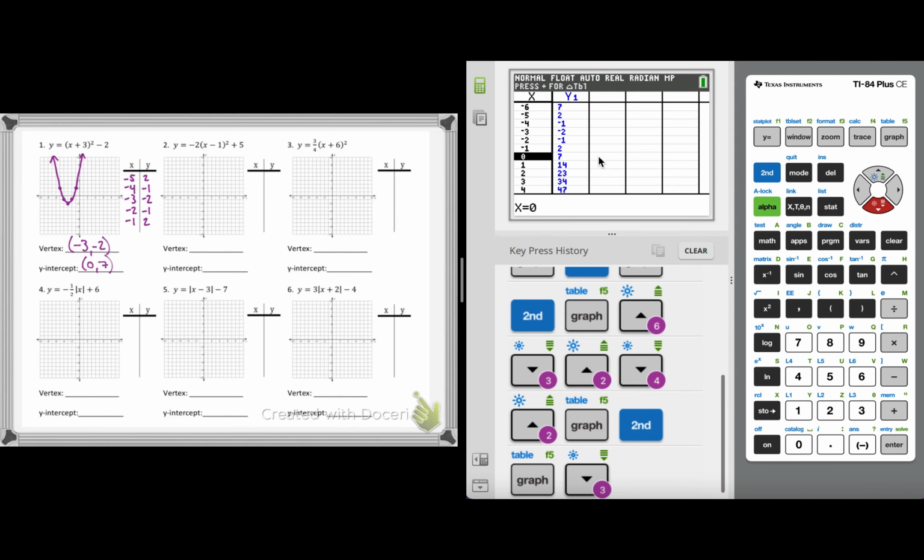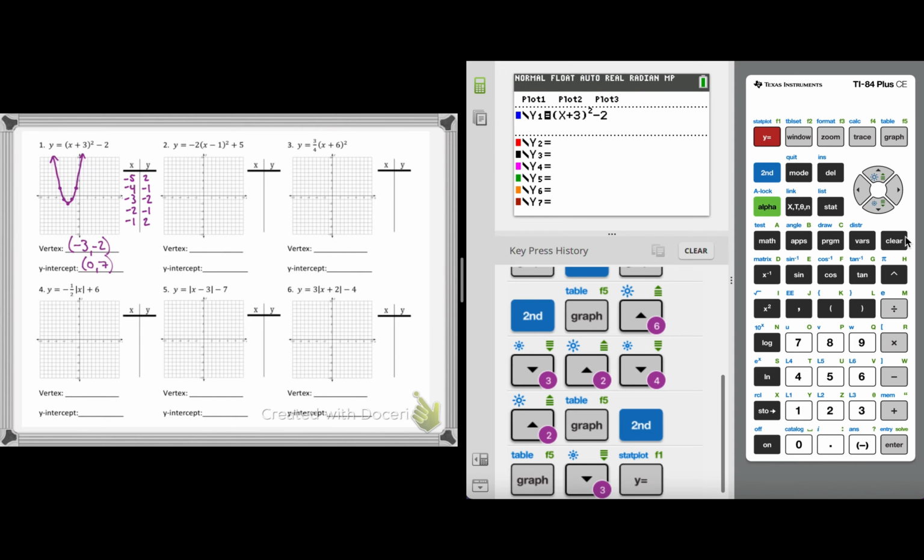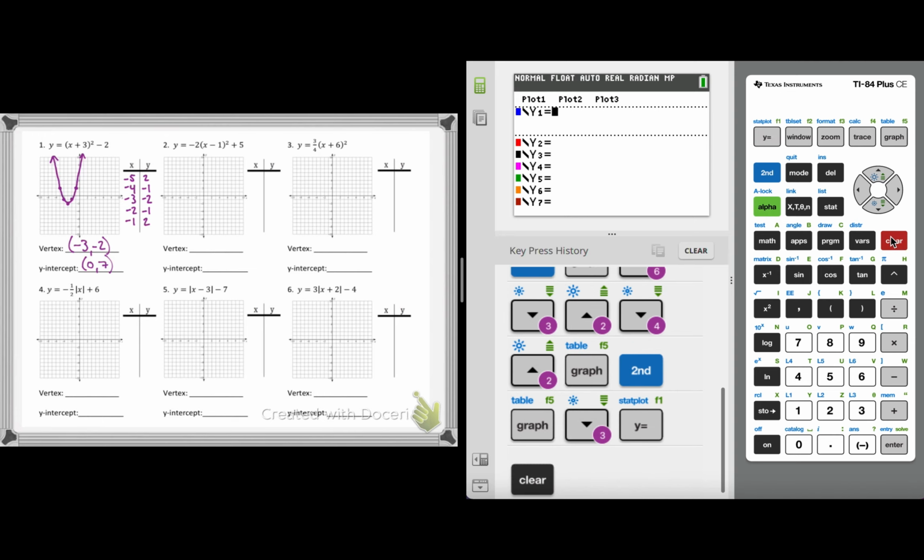So we're going to go ahead and repeat this process here for these other problems. Again, the key is you've got to make sure you punch them in right. So we're going to go to number 2. I'm going to create a new graph here. I'm going to hit y equals and clear out that y1 line. You should always clear out the equation so you can type in a new one.